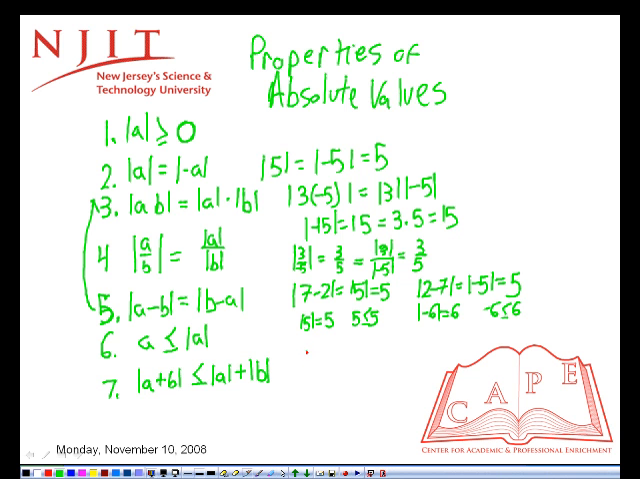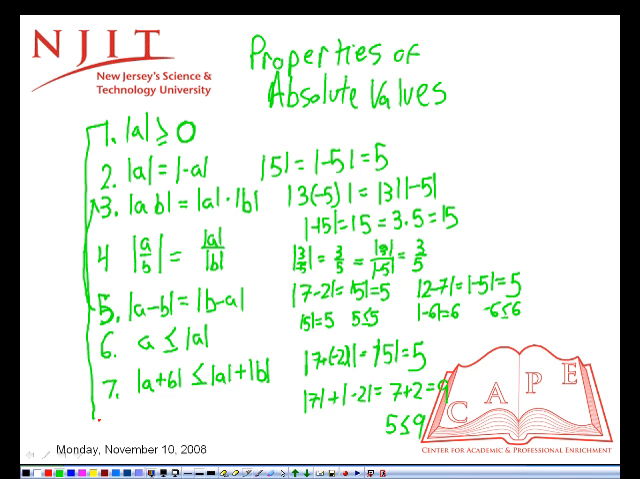For example, if we take the absolute value of 7 plus negative 2, we get the absolute value of 5, which is 5. If we take the absolute value of 7 plus the absolute value of negative 2, we get 7 plus 2, which is 9. And 5 is less than or equal to 9.